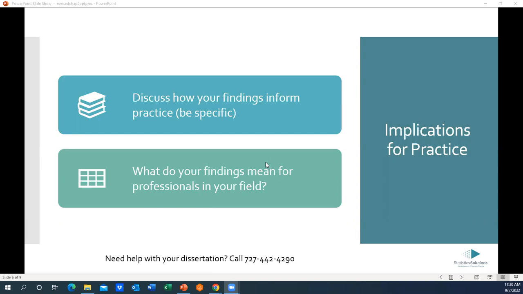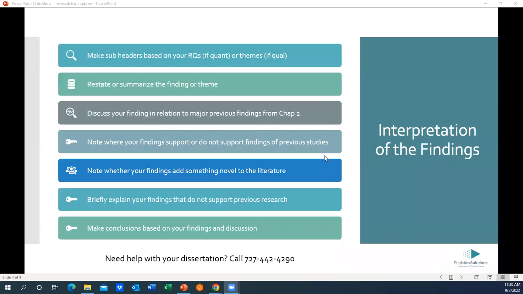So sometimes the schools do want some discussion of the theory, but it's kind of a case by case basis, I would say. Some schools do, some schools don't. Sometimes they want a separate section for it. Sometimes you can just include it in the interpretation and findings section. So again, you have to look at your template and see what it's looking for.